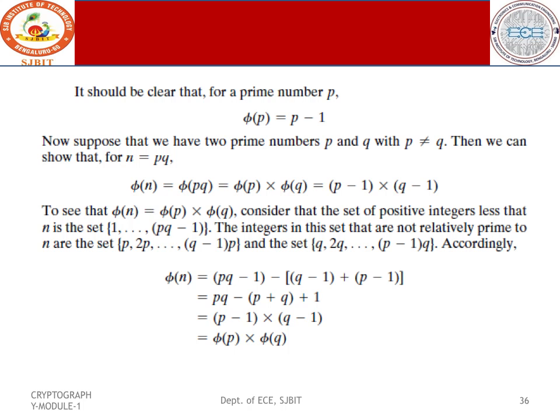Thus, the total number of unique integers in the two sets is (q minus 1) plus (p minus 1). So it can be written by the expression φ(p) times φ(q).